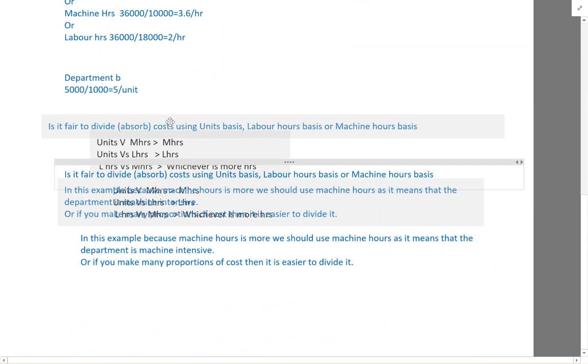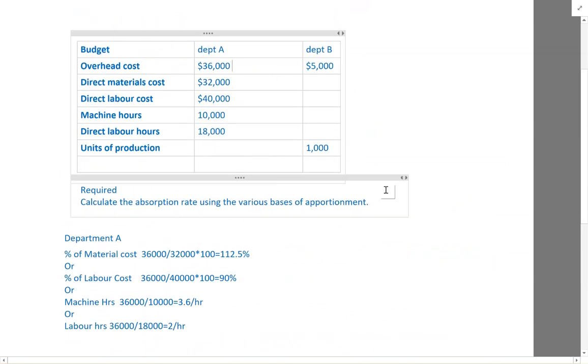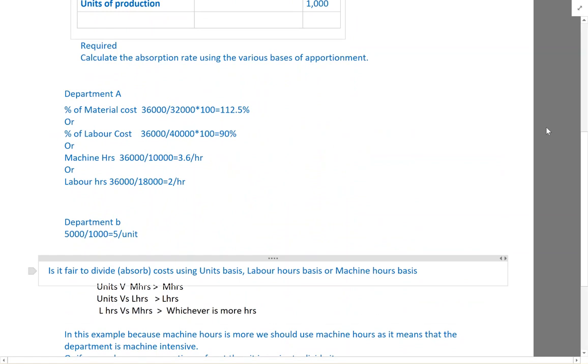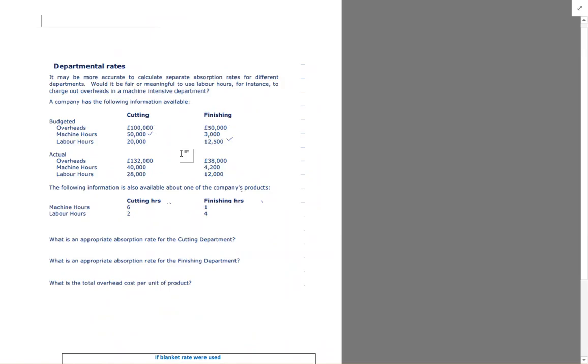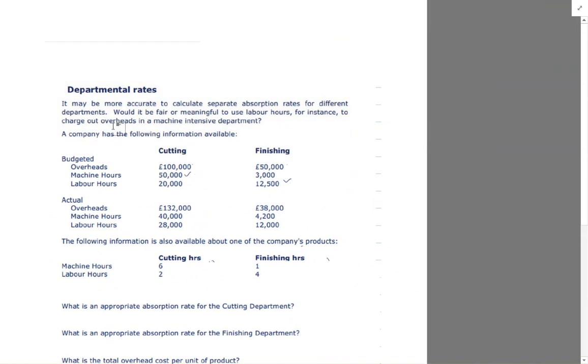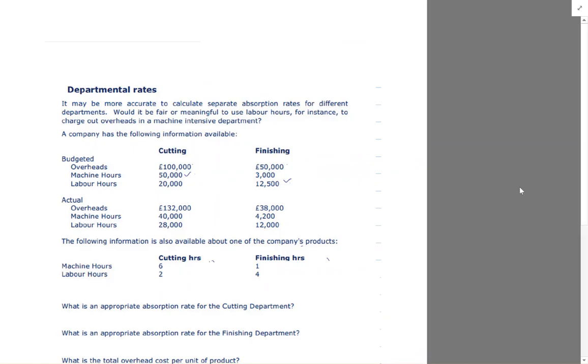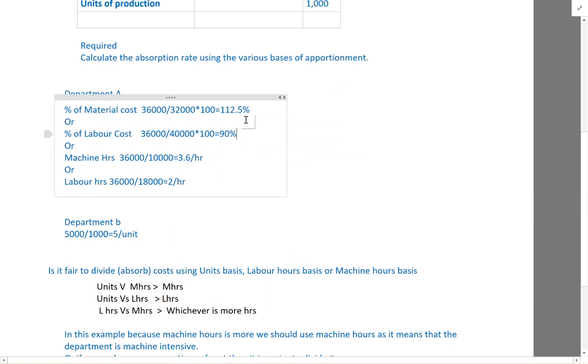Okay, this was a departmental rate, where we have different rates for different departments. We could have blanket rate as well. Blanket rate is when we have one rate for the whole organization. We could have different costs and different overheads incurred in different departments. So the way we did it here is departmental rate, because we found separate rates for separate departments.